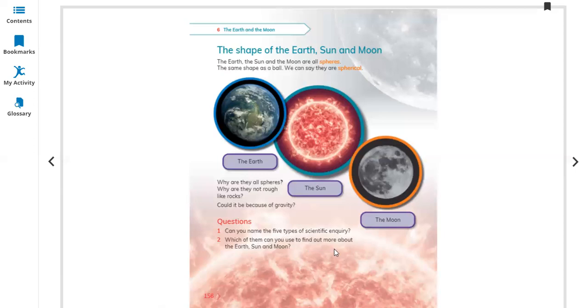Which of them can I use to find out more about the Earth, the Sun and the Moon? So we can say research. We are using research to find out more about Earth, Sun and Moon. So you can write research. You can use research to find out more about Earth, Moon and other things.